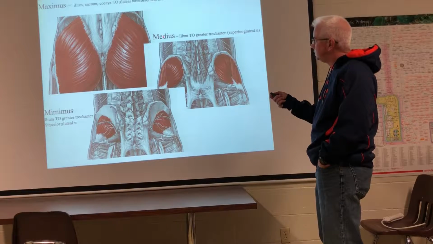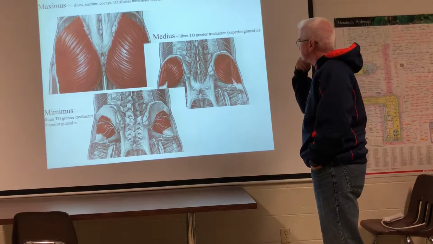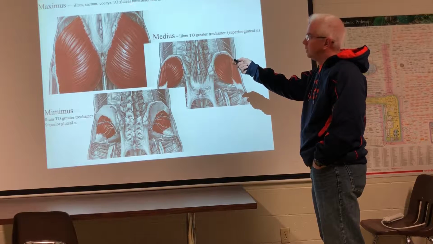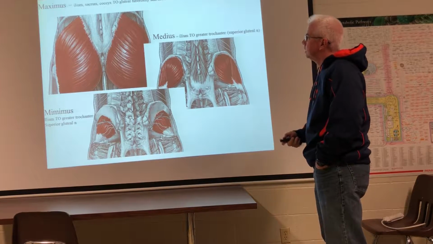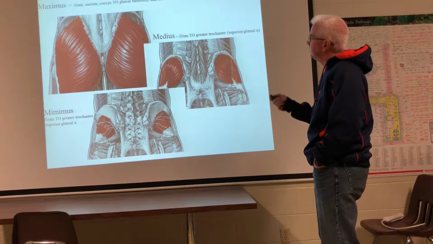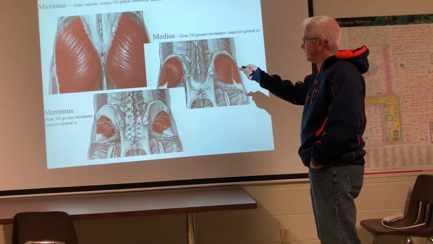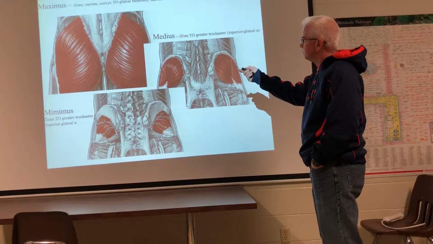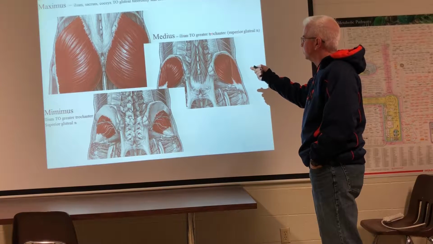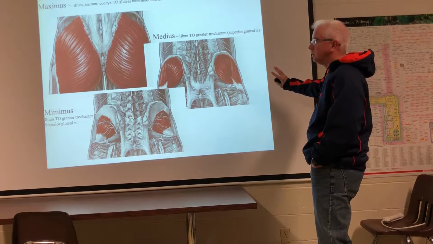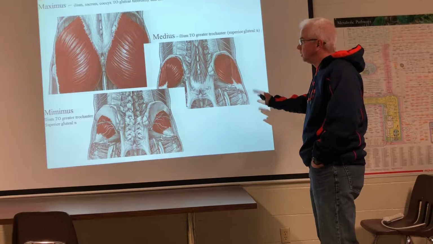The medius, which is just deep to the maximus, this one attaches to the gluteal tuberosity also. So it's attached on the femur as well as the IT tract, IT band. The medius goes from the ilium, it's smaller, just from the ilium, over to the greater trochanter. So it's a little different attachment. It's a little more lateral attachment there and a little more superior, right?